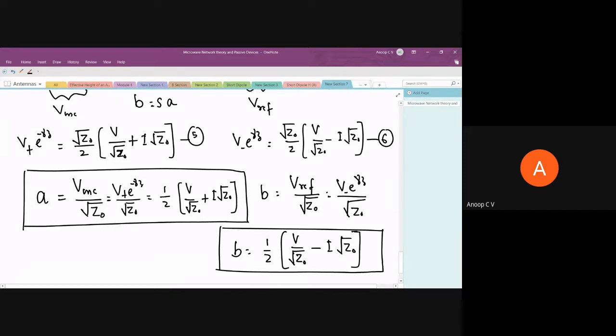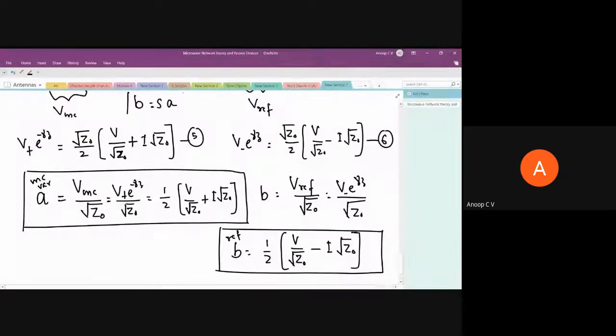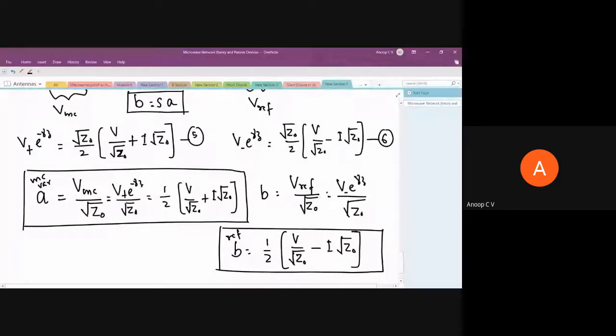But for instance, A is the incident variable and B is the reflected variable. So what this S parameter does is B can be represented as S times A. So B1, B2 will be a matrix S times A1, A2, like that. We'll study that later. Similarly, I'll call this equation number 7 and this equation number 8.